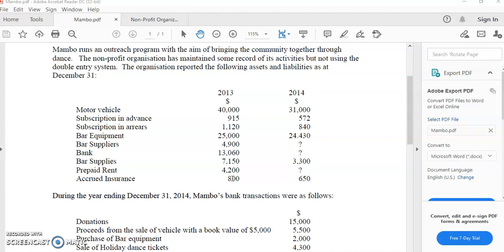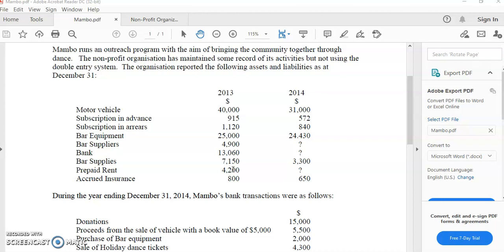And one of the first things that we need to find out is what is the opening accumulated fund. For the profit making organization, we will want to know what is the opening capital, but because it's not mentioned here anywhere in any of the figures we have here, our accumulated fund at the end of 2013 is not mentioned, so that we could have written it in as the opening capital for 2014. So it means that we have to calculate that opening accumulated fund.